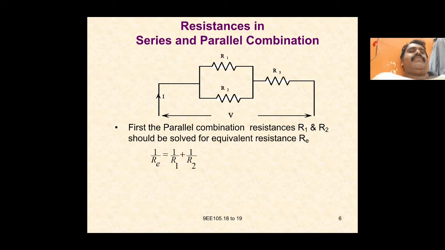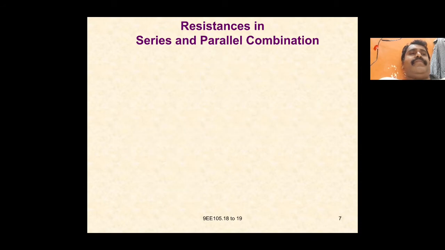So 1 by R is equal to 1 by R1 plus 1 by R2. So that is R is equal to R1 R2 divided by R1 plus R2. So, resistance in series and parallel combination.